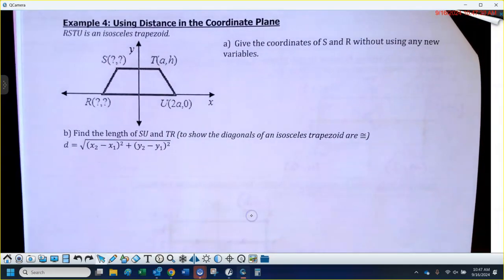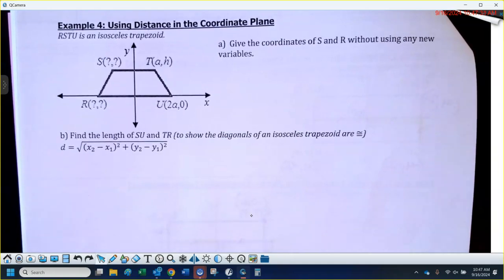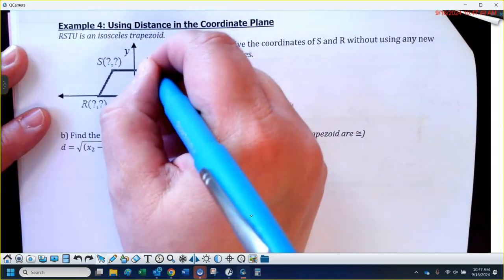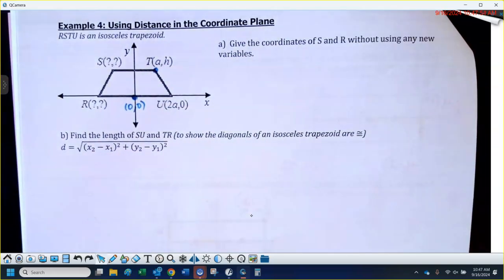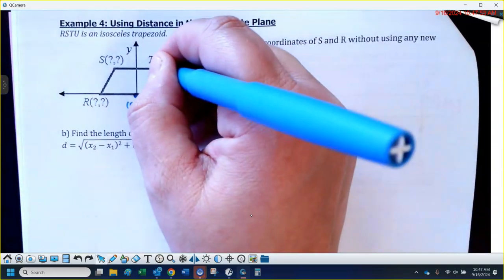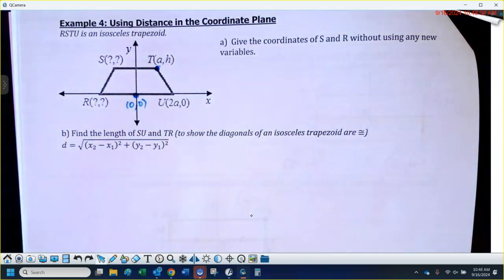Okay, now what I'm going to work with on the back, this is actually a trapezoid, but it's kind of got the origin going through the middle of it, or the y-axis going through the middle of it. So this might be a little tiny bit easier to label the coordinates for. So give yourself a second, think about this. Here's the point T. So this would be your origin right here. This would be 0, 0 right in there. So to get to the point T, you are going over A and up H.